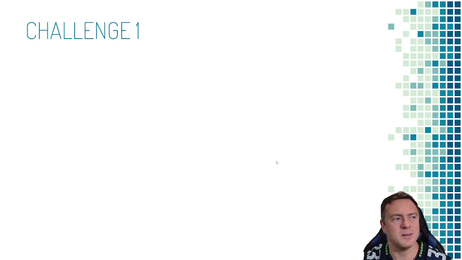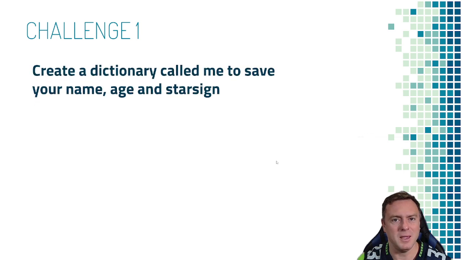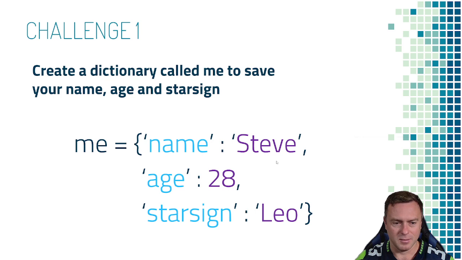Your challenge now: pause the video and see if you can make a dictionary called me and save your name, your age, and then your star sign. Pause the video and see how you go. Awesome, welcome back. So this is how simple it is. You literally go me equals curly brackets, name, colon, Steve, comma, age, colon, 28, comma, star sign, and then Leo.